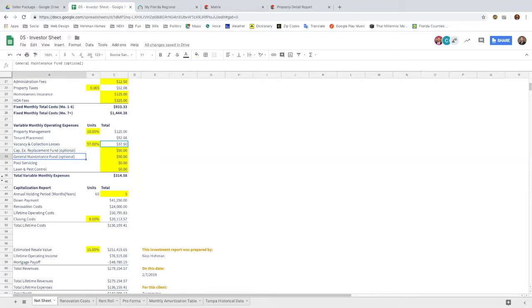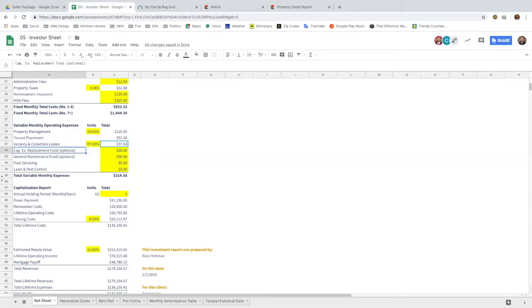Capital expenditures, replacement fund, and general maintenance funds, again, these are optional but recommended for a landlord to keep, in that every month you put aside some money from your rental income, put it into savings. So if you do ever have to pay for repairs or maintenance or things like that, you have some money set aside not only for general maintenance, but also larger expenses.